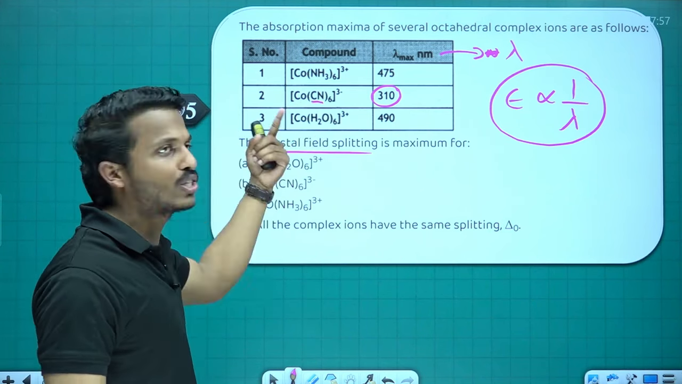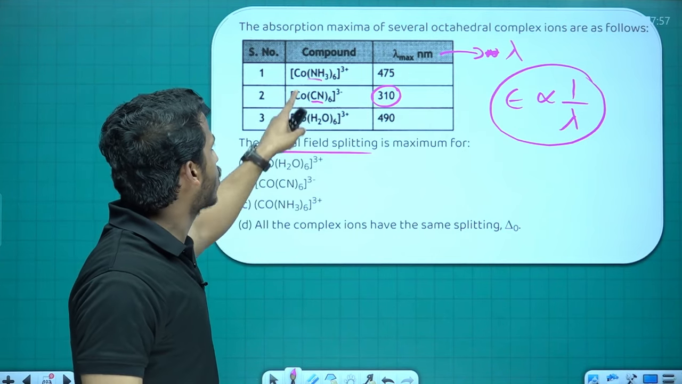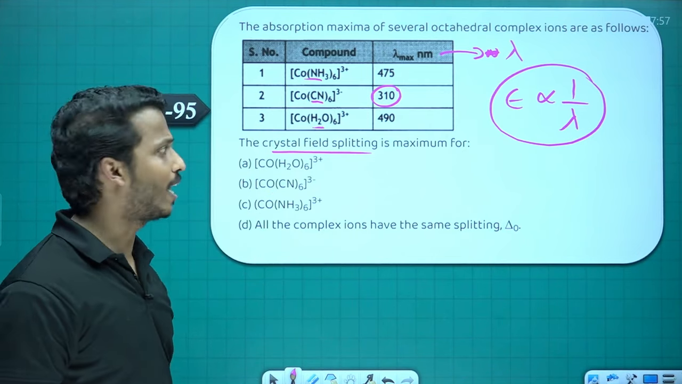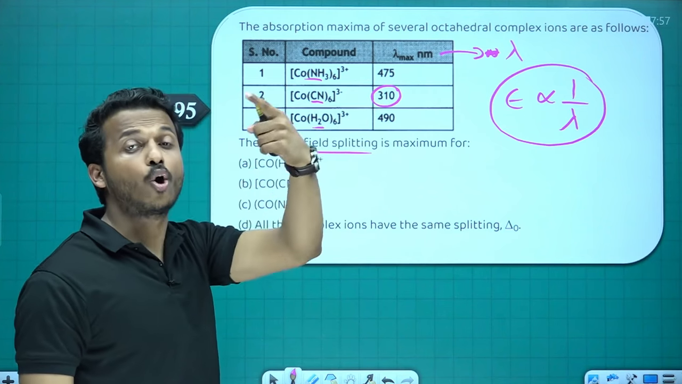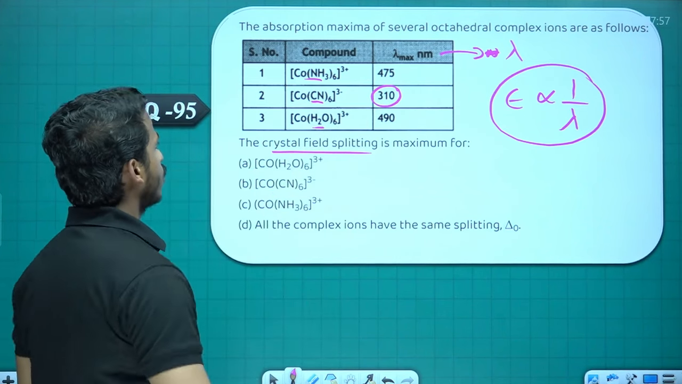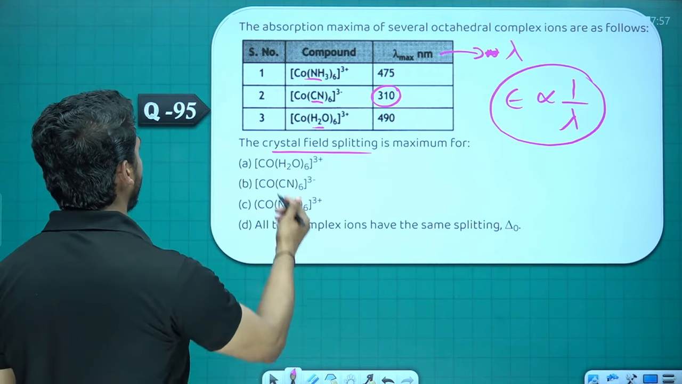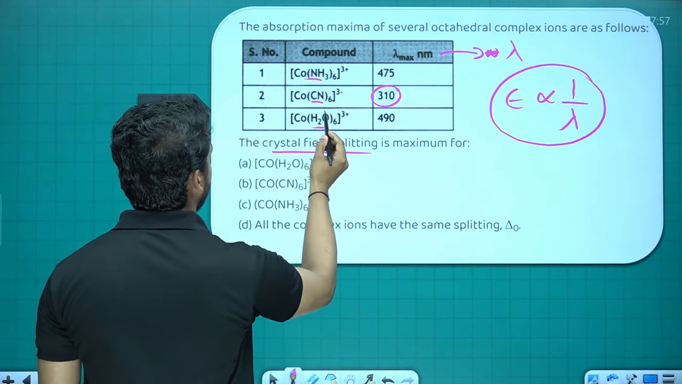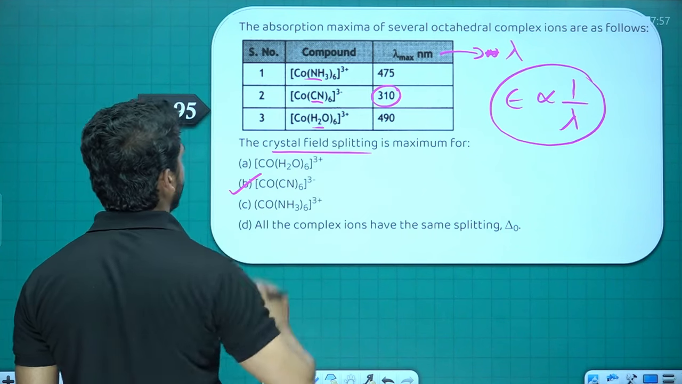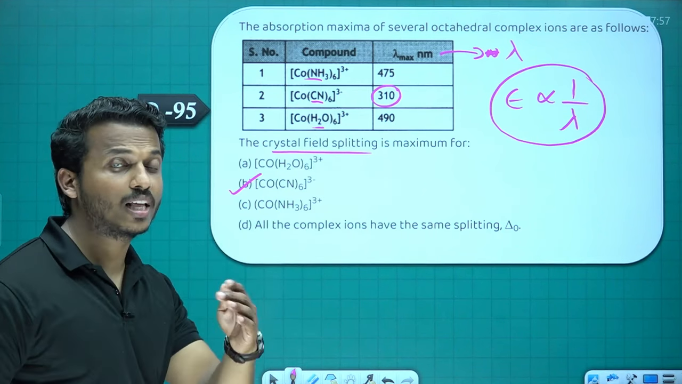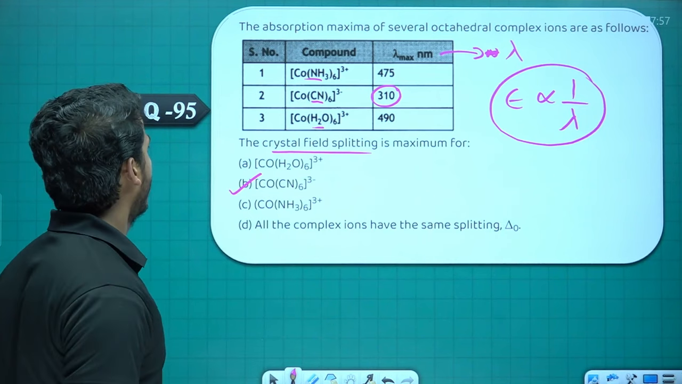Yes, cyanide is the strongest ligand. Then amine, then aqua. So the lesser the wavelength, the stronger the ligand and the more the splitting. So in which one is the crystal field splitting maximum? [Co(CN)6]3-, option B. Remember, the stronger the ligand, the more the splitting.